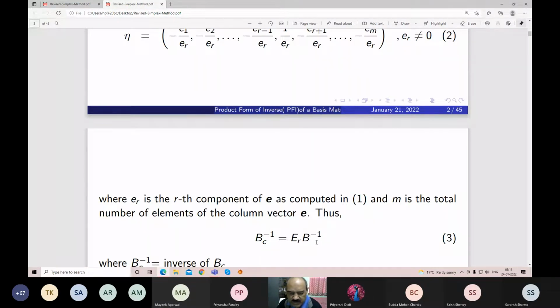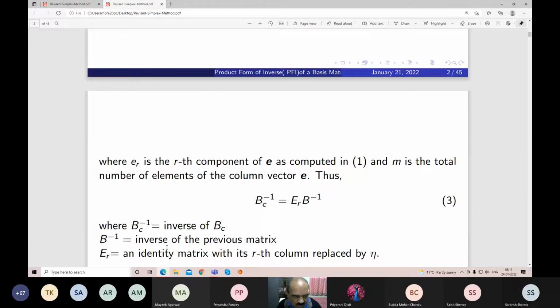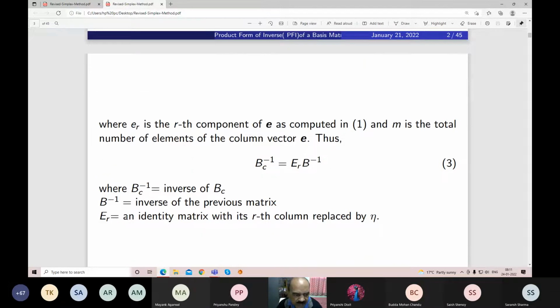This B and B inverse are known. Initially, B and B inverse are identity matrices. So since B inverse is an identity matrix, BC inverse will be Er initially. The BC inverse is nothing but the inverse of the basis matrix BC, and B inverse, as I told, is the inverse of the basis matrix B, and Er is nothing but an identity matrix with its rth column replaced with the eta vector.